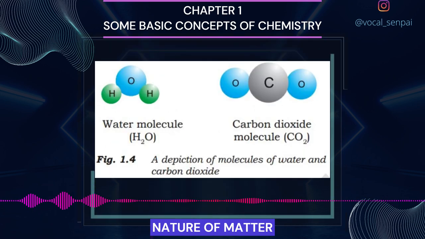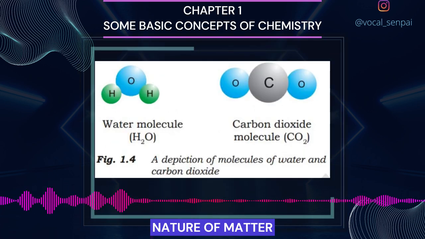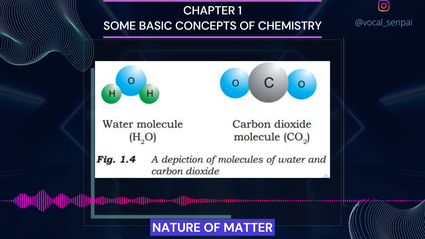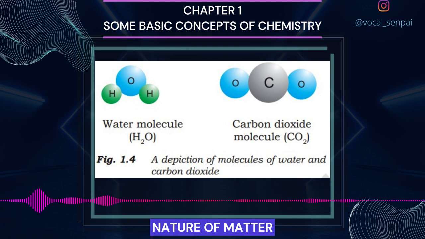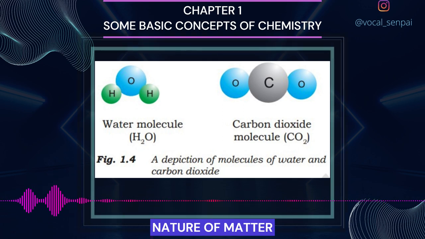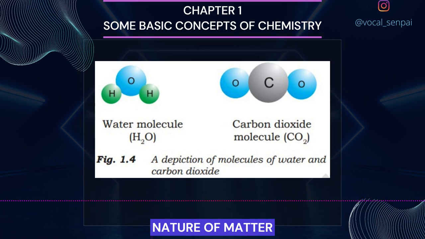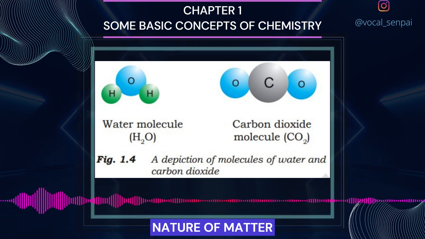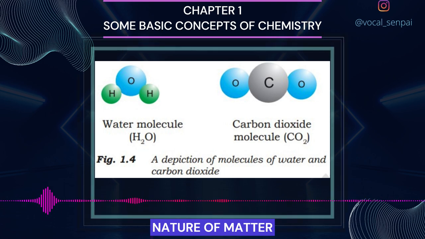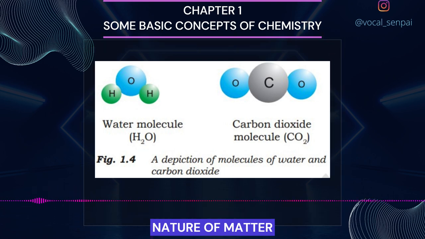1.3. When two or more atoms of different elements combine together in a definite ratio, the molecule of a compound is obtained. Moreover, the constituents of a compound cannot be separated into simpler substances by physical methods. They can be separated by chemical methods. Examples of some compounds are water, ammonia, carbon dioxide, sugar, etc.